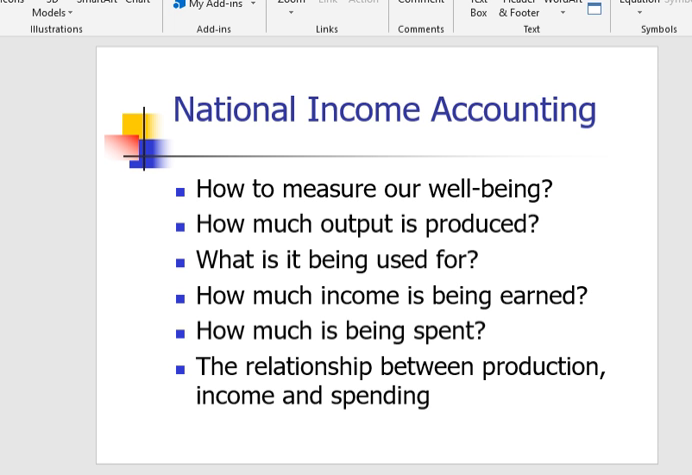Next, we will also learn how to measure output, how much output is produced, and what it is being used for, how much income is being earned, how much is being spent, and we will also learn the relationship between production, income, and spending.